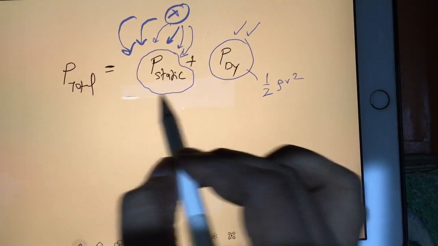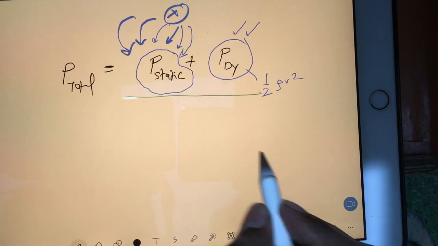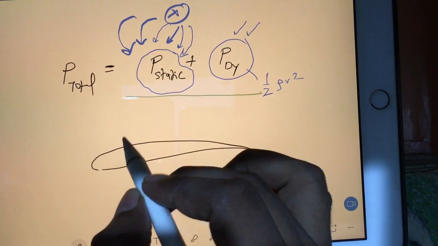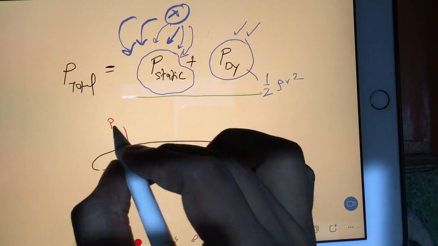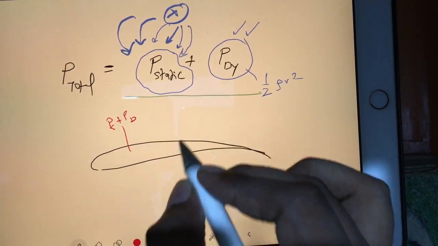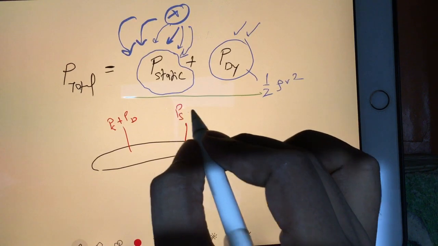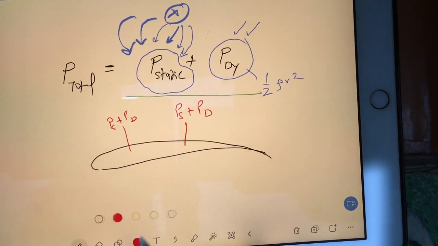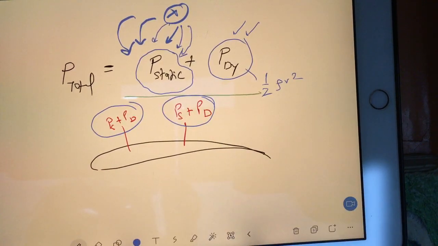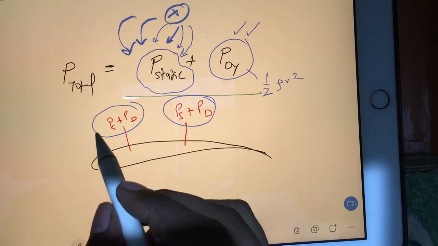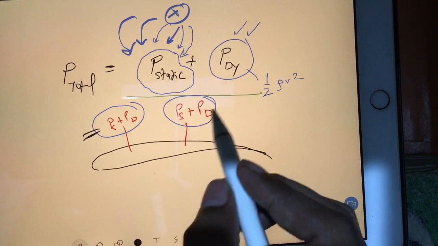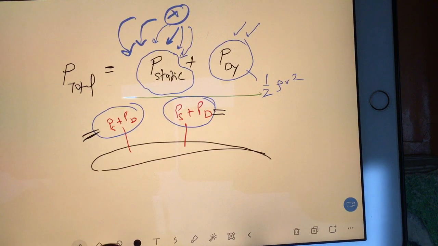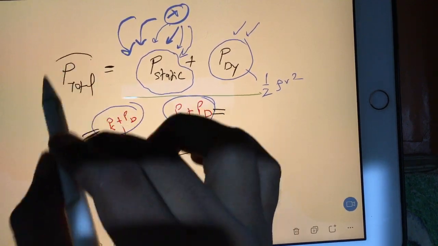Now according to Bernoulli equation, if you have an airfoil, then at this section if you add your static pressure and your dynamic pressure, and at this section if you add your static pressure and your dynamic pressure, then this addition and this addition will be the same. I mean, at this point whatever answer you are getting, at this point the same answer you will get. That we call total pressure.